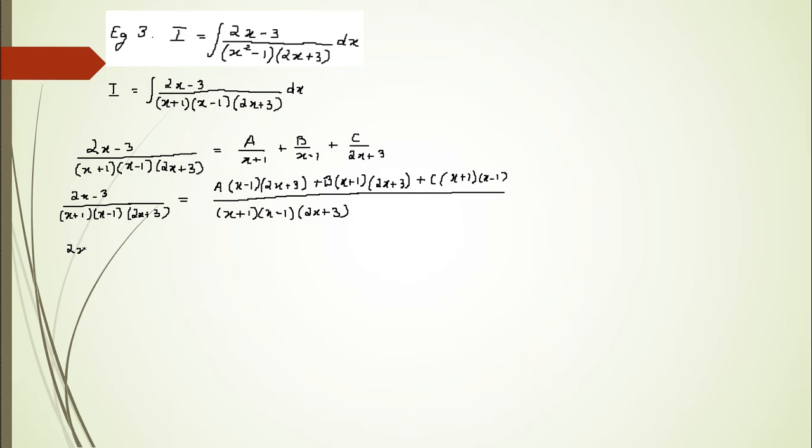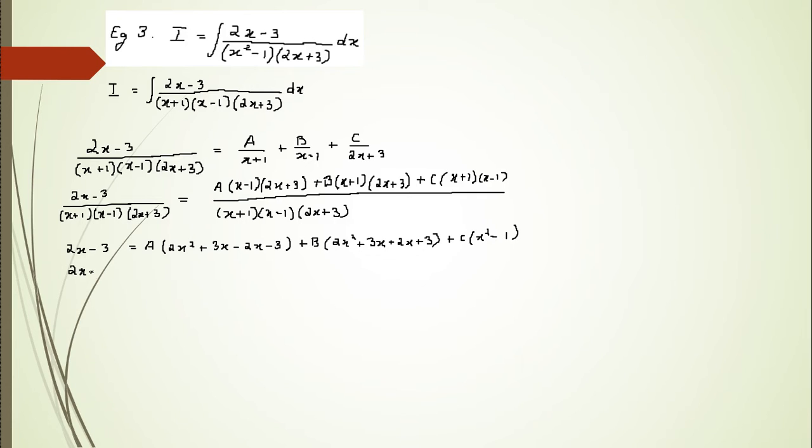Therefore I'll get 2x minus 3 is equal to, now I'll open the brackets, I'll get a into 2x square plus 3x minus 2x minus 3, plus b into 2x square plus 3x plus 2x plus 3, plus c into x square minus 1.